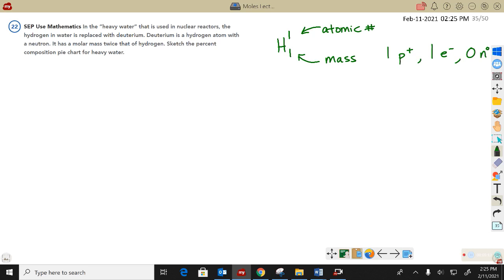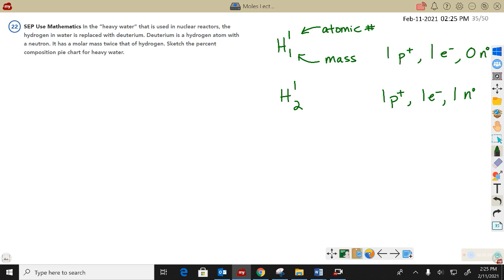But there are other isotopes of hydrogen. They're just not as stable and not very abundant. But there's an isotope called deuterium. Deuterium symbol looks like this. So the atomic number is still 1, which means that there's still one proton. It still has to be neutral, so there's one electron. But this time the mass is 2. So that means that there's one neutral neutron. So they call it heavy water just because the hydrogen is this heavier isotope, deuterium.